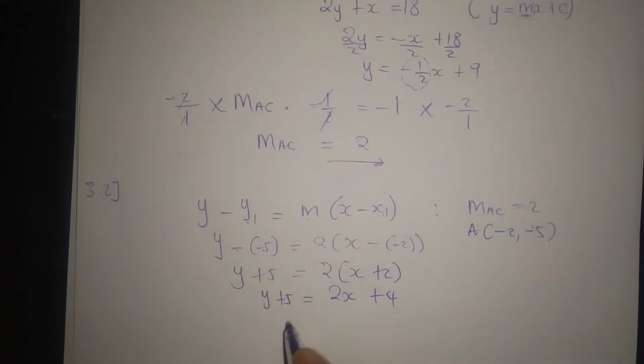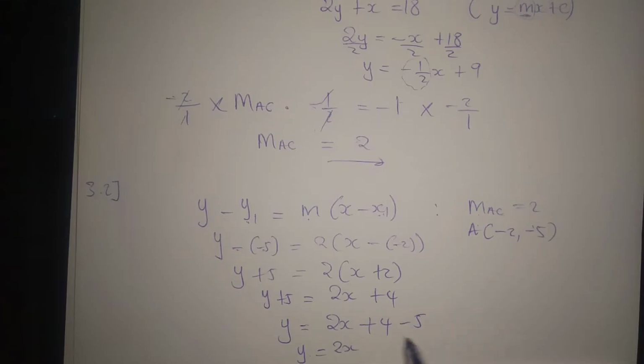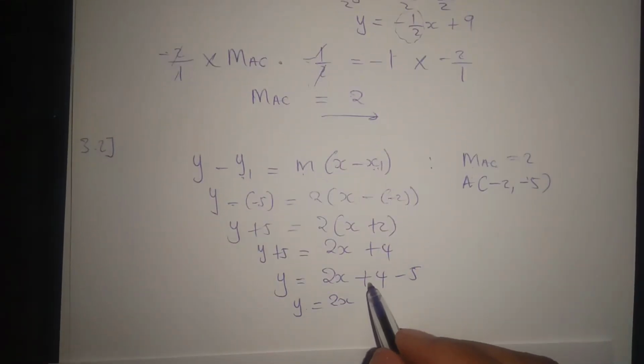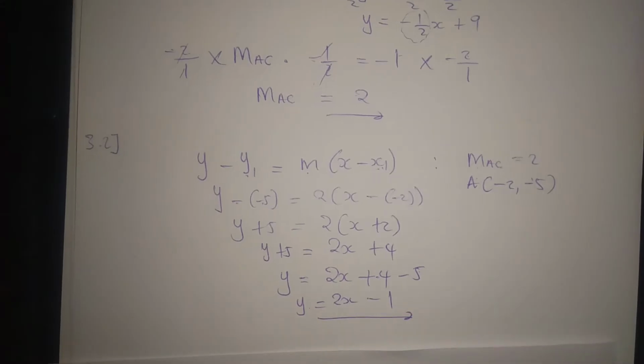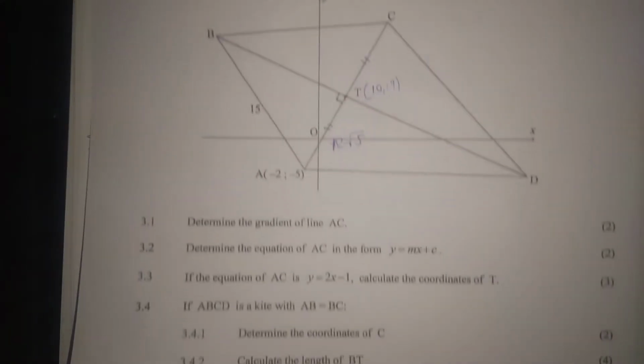Multiply the 2 inside the bracket to get 2x plus 4. Transposing the 5, you get minus 5, so y is equal to 2x plus 4 minus 5, it's minus 1. So this is our answer for 3.2.